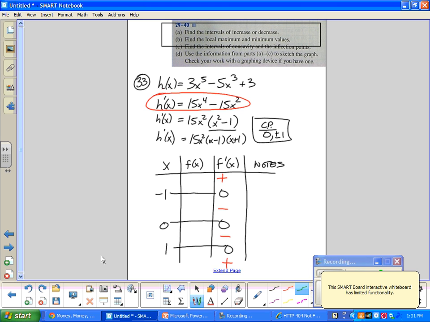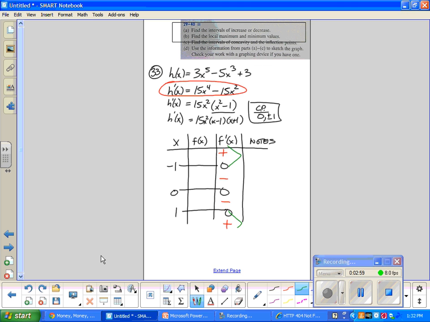We have now found the increasing and decreasing sections. It is increasing from negative infinity to negative 1 and from 1 to positive infinity. That's the answer to letter A. So negative infinity to negative 1, and 1 to infinity. It is decreasing where the first derivative is negative, which is simply negative 1 to 0 and 0 to positive 1. It is not increasing or decreasing at 0 because the derivative here is 0.